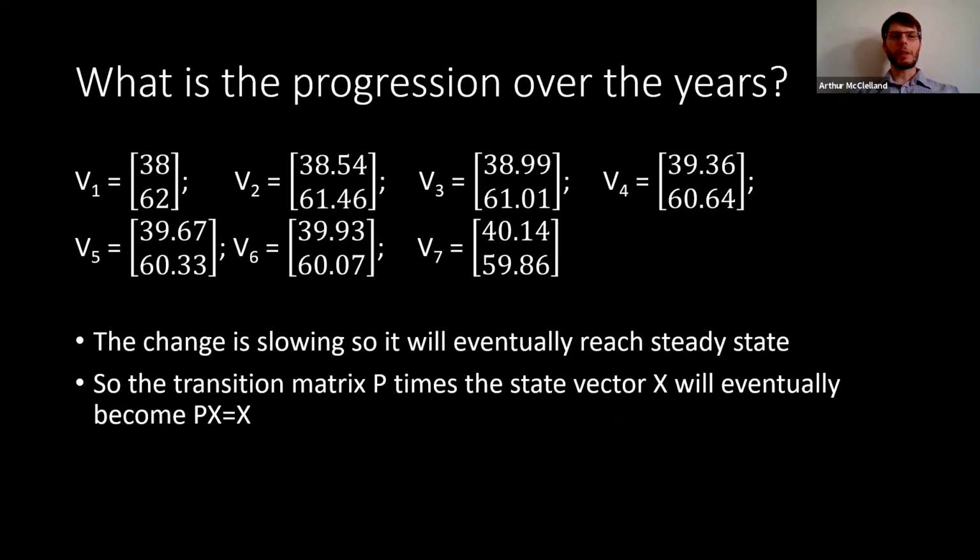So if we take the transition matrix P times the state vector X, we'll eventually get an equation that is P times X equals X. When we hit steady state, we'll get the same answer back, right? The transition matrix will no longer change things because we've reached steady state. So that's sort of a curious idea. You have a transition matrix, you multiply it by a vector, and you get the same vector right back. It's a little bit odd, but if you think of it, we've reached steady state, so the transition matrix doesn't actually change the state anymore. We just get the same state back.